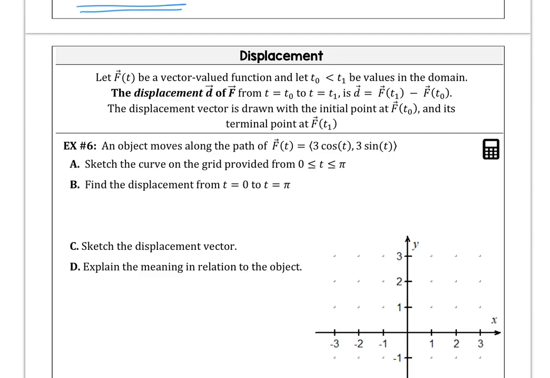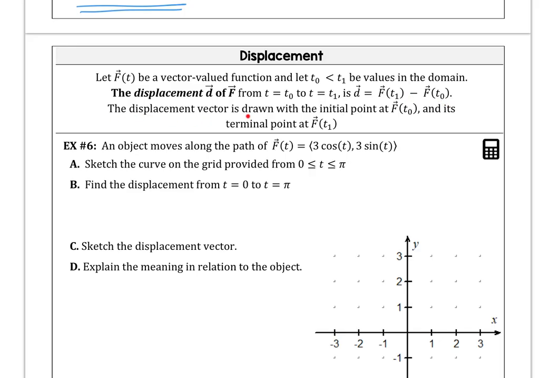Now let's talk about displacement. If we let f be a vector valued function and the first time t sub 0 is less than time t sub 1, both values in the domain, the displacement of f from t sub 0 to t sub 1 is f of t sub 1 minus f of t sub 0. Oh boy, that looks like we're going to see rates of change here in a minute.